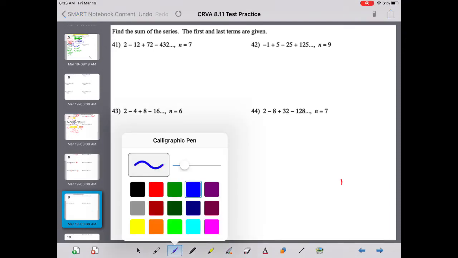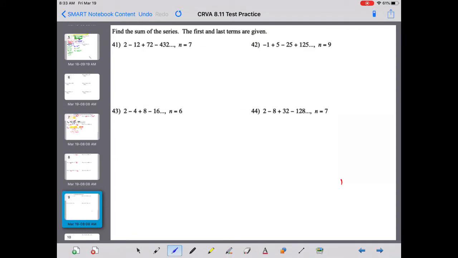All right, last set of practice. It's going to be similar to the set that you did for numbers 31 through 40. If the directions say find the sum of the series, it says the first and last terms are given, but that's not true. The first term and number of terms are given. So it's going to be very similar to 31, but we're finding the sum of the series.